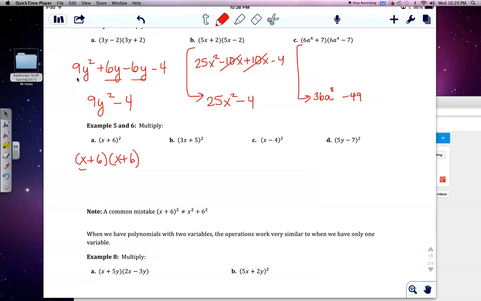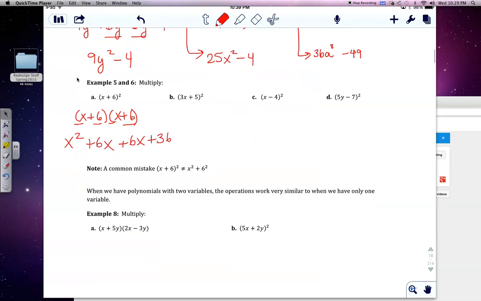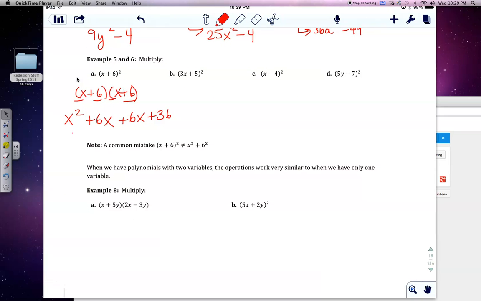So if we were to FOIL this out and do first times first, we would have x squared. Outer times outer would give me plus 6x. Inner times inner would give me plus another 6x. And then last and last would give me plus 36. So the two middle terms do not add to 0. It actually gives me x squared plus 12x plus 36.